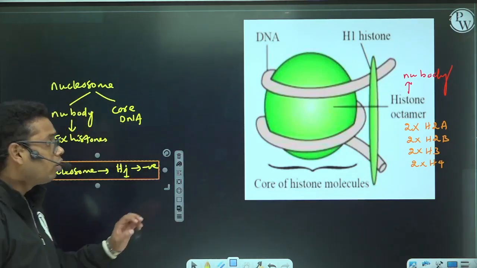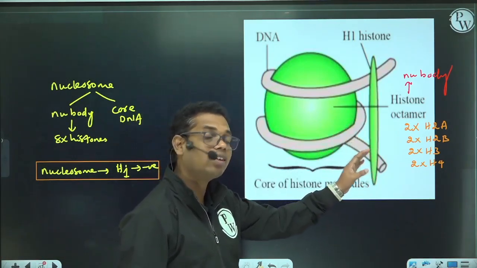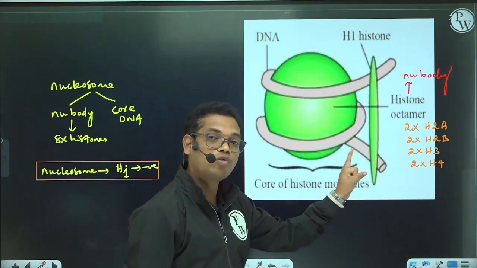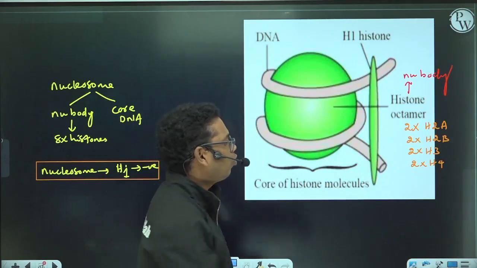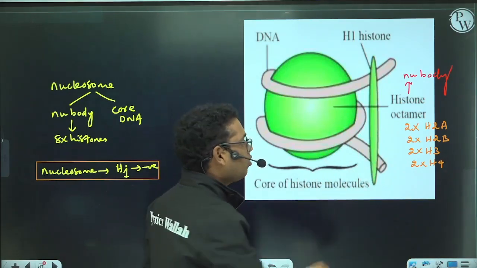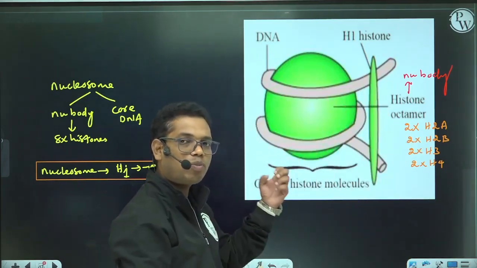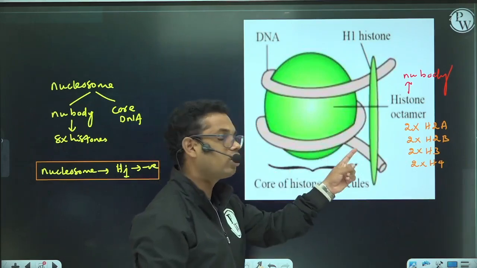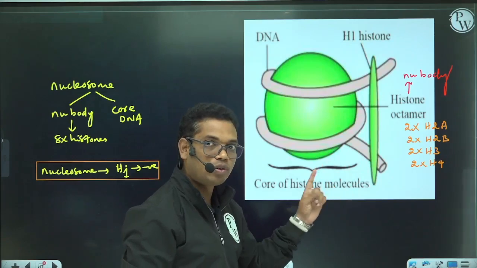Okay, this is important. No doubt in this diagram, H1 is mentioned, but that does not mean that H1 is a component of the nucleosome. No, it is not a component. Why is this structure mentioned over here? H1 is mentioned because if you remove this H1, then the DNA will not remain in this form. It will slip off. That is why H1 is present. I repeat, H1 is not a component of the nucleosome.